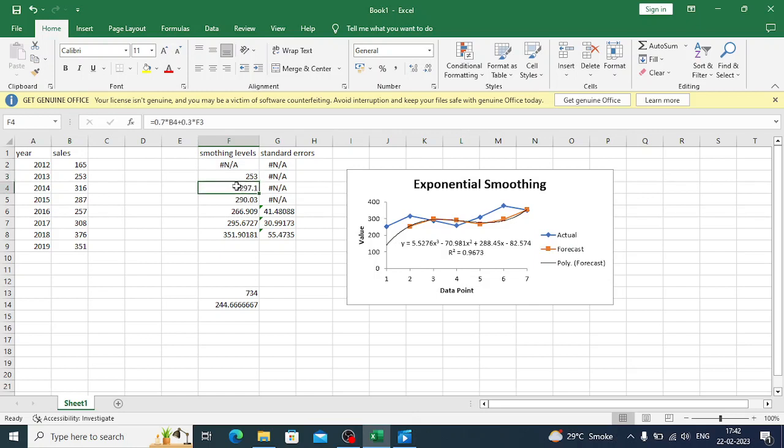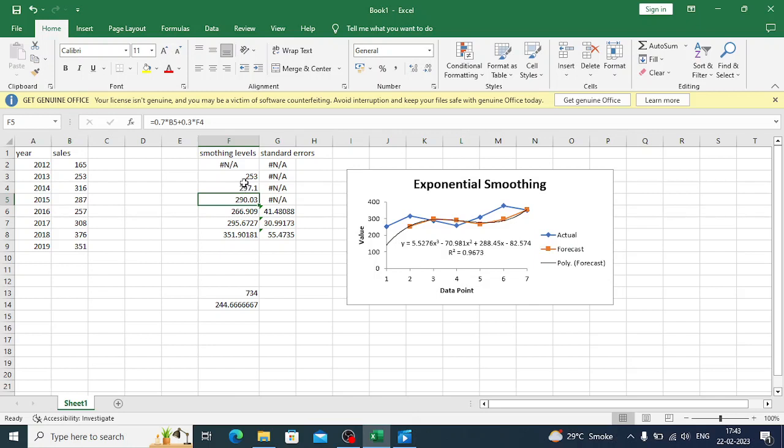Okay, so where did 297 come from? 0.7 into B4, which means this value B4, and 0.3 into F3. What is F3? F3 is this value. The first value is taken as it is. Now go for this one. Next, now go for the next. 0.7 into B5, B5 is this value, plus 0.3 into F4. This value is increasing up to the smoothing factor.